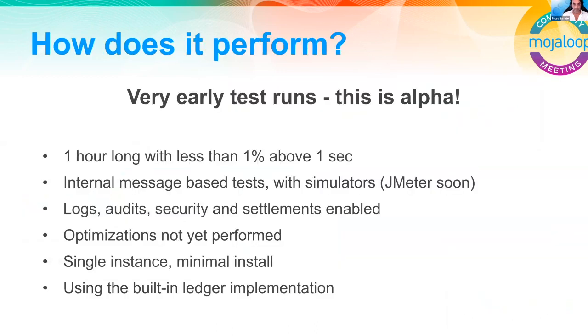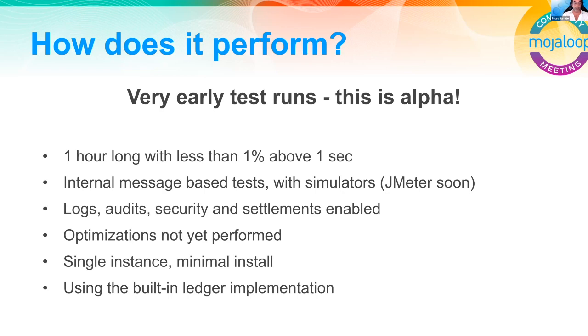How does it perform? We did run performance tests. These are very early tests. This is alpha, so please keep your expectations in check. As usual, and this comes from the performance POC that we ran some time ago, we did a 1-hour long test where it would only pass if 1% or less was above 1 second. It's internal message-based tests with simulators, so it's not simulating all of the FSP IOP. So it's sending a message that triggers the prepare, triggers the fulfill, and then it does everything, and it measures the time that it takes from one part to the other. So it essentially tests the engine, not the car.